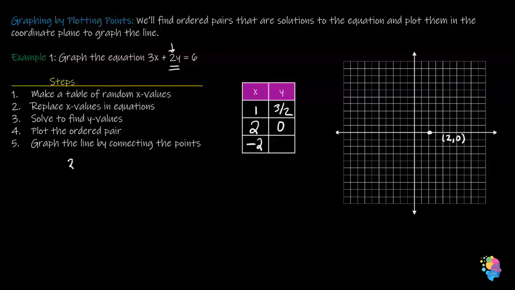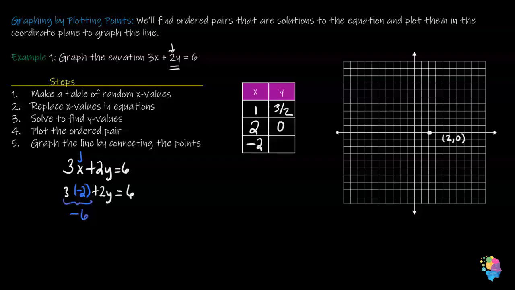I bring down my equation. I'm going to replace my x with negative 2. Bring down the rest. I simplify. 3 times negative 2 is negative 6. Bring down the rest. And then we solve for y. We move anything that is being added or subtracted.